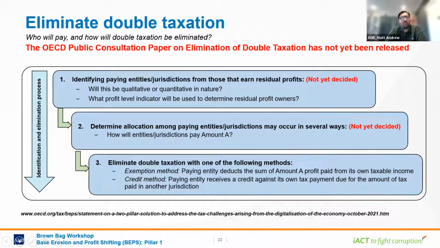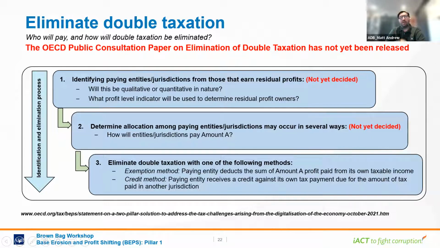We also don't know yet, it's not yet decided, how the allocation will actually occur if you've got more than one paying entity. So say a multinational has 10 paying entities, which entities pay first, second, third, or do they all just pay a pro rata amount based on their profitability or contribution to amount A? So we don't know the order in which paying entities will actually pay.